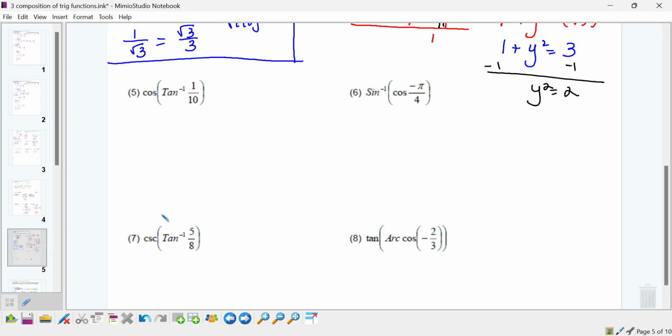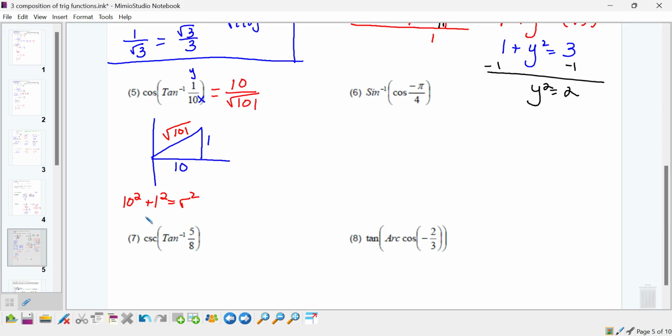All right. Let's try 5 and 6. So you pause the video here and try those. Your tangent is quadrant 1 and 4, but this is a positive y over x. So x squared plus y squared equals r squared. This will be the square root of 101. So cosine is x over r.